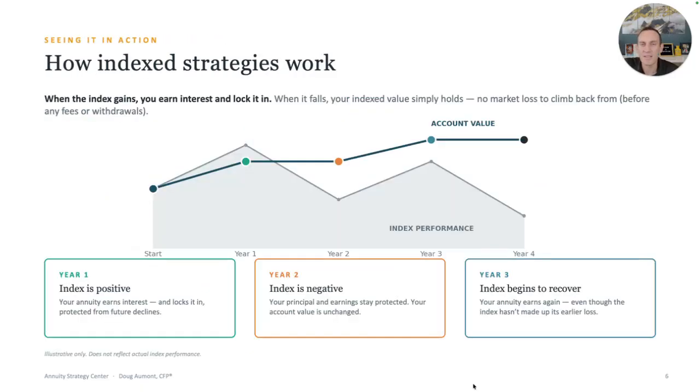And so here is a great illustration to show how this would work. If you look on the chart here, starting at the same dollar amount, that faint gray line we're going to assume is the S&P 500, which is our proxy for the overall stock market in this example. You can see in year one that it went up.